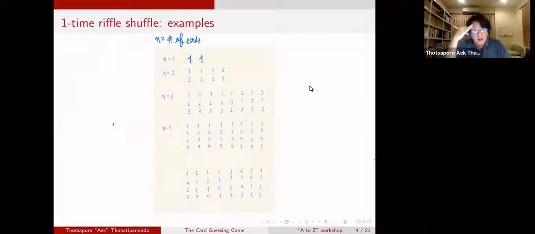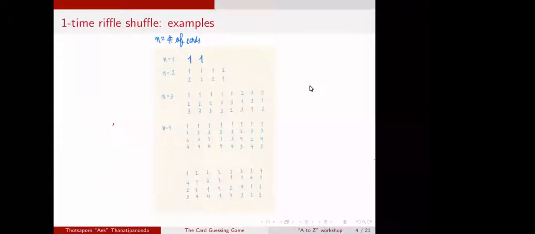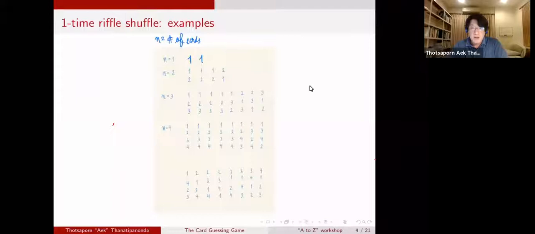3 of them will give you back the identity, and then 1 of them gives you 2, 1. Like first you have 1, 2, so if you split it and then put the bottom on top, then you get 2, 1. And then if you have 3 cards, then you have 8 possibilities, and you can see 4 of them are identity, and the other 4 is just another shuffle.